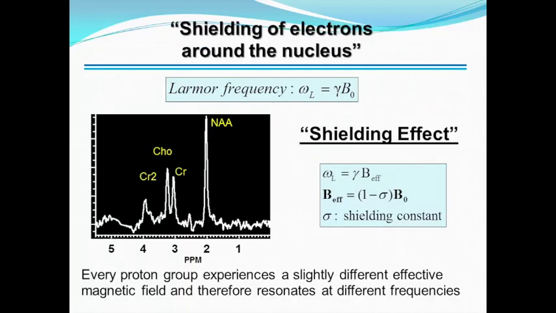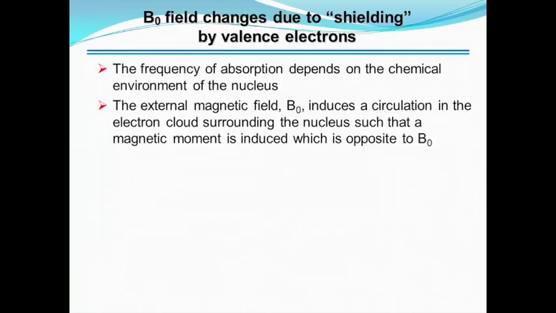The reason is the shielding of electrons around the nucleus. The Larmor frequency, the frequency of absorption, depends not only on the applied magnetic field, but on an effective magnetic field. That effective magnetic field depends on the applied magnetic field, but also on the shielding constant. Every proton group experiences a slightly different effective magnetic field and therefore resonates at a different frequency. So every proton group has a slightly different shielding constant, and the frequency of absorption depends on the chemical environment of the nucleus.